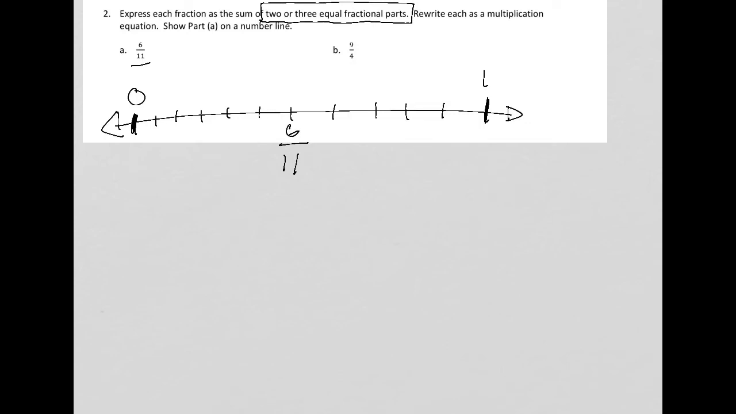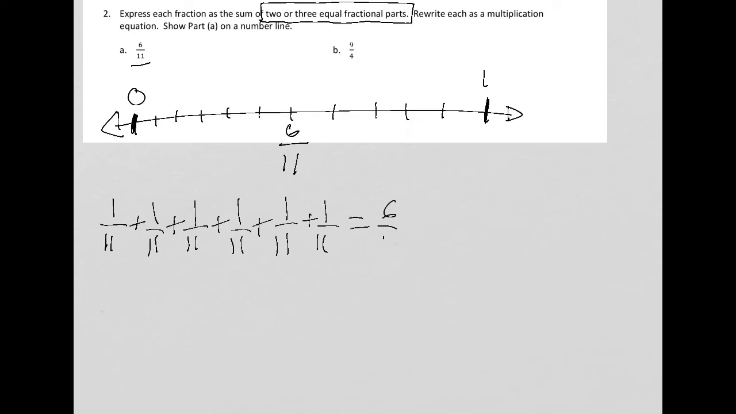And they want me to rewrite 6/11ths broken up into pieces. So I know that I can write 6/11ths as 1/11th plus 1/11th plus 1/11th, and I would have 6 of them. That is one way of writing 6/11ths, because when I add those all up, I'll get 6/11ths, right? I have 1, 2, 3, 4, 5, 6. Those are my 1/11ths.